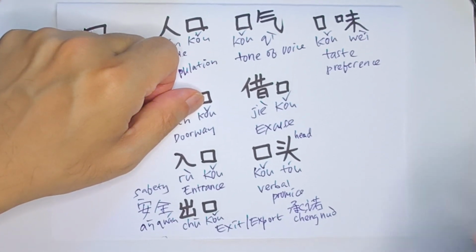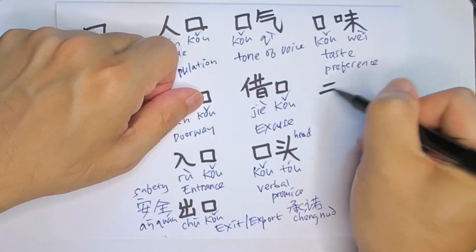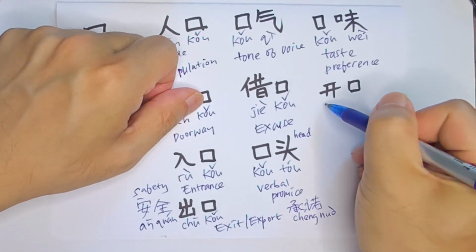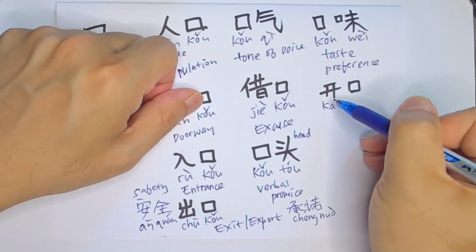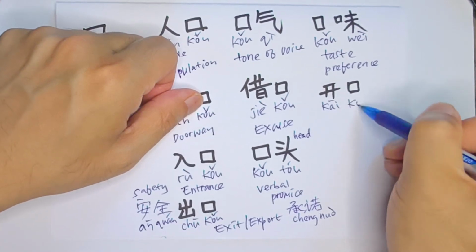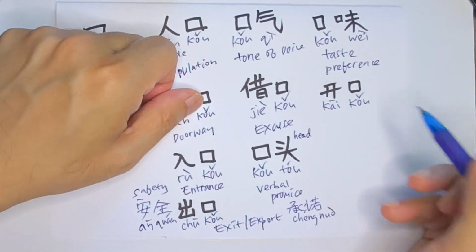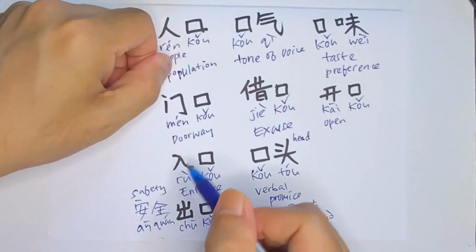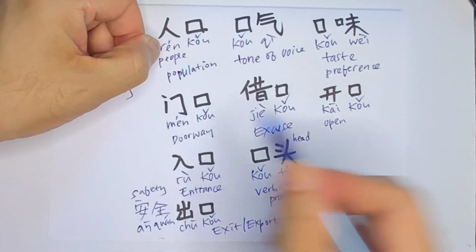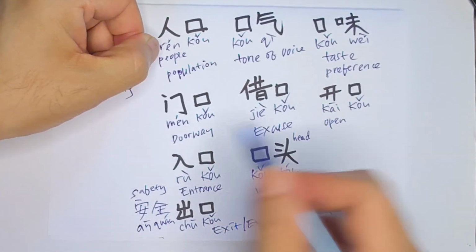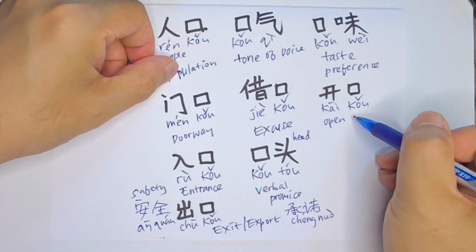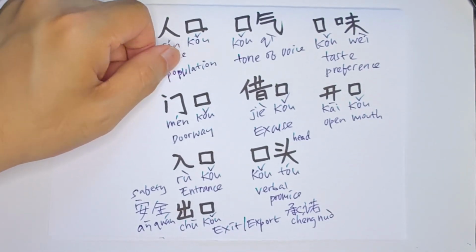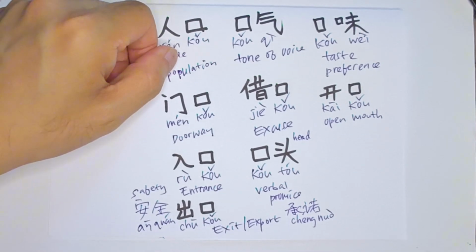Then 开口. 开, first sound, okay? 开 means open. 开门, open the door. 开口 means open your mouth, say something, to speak.